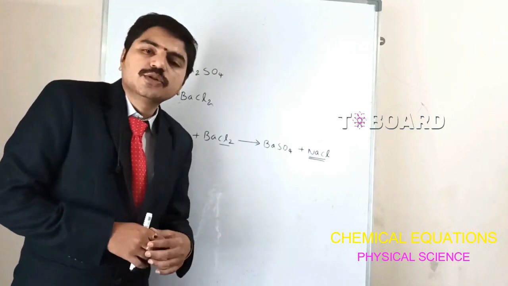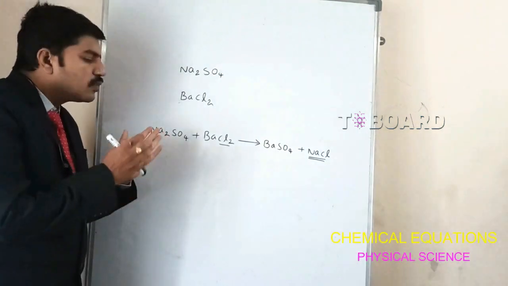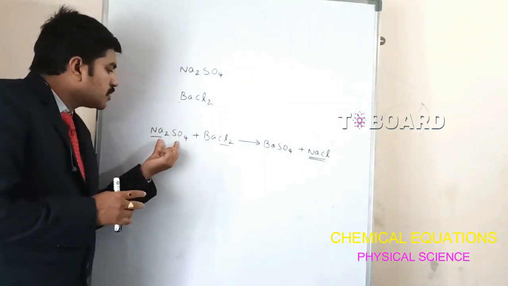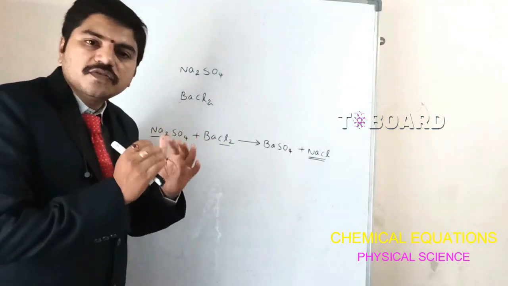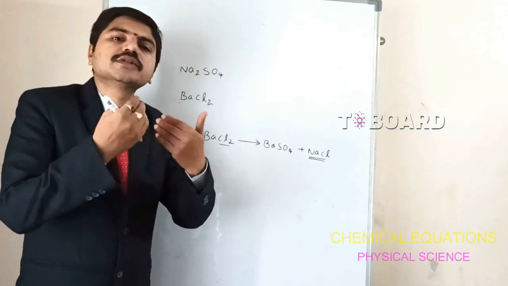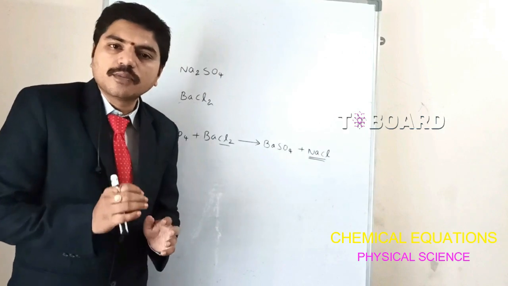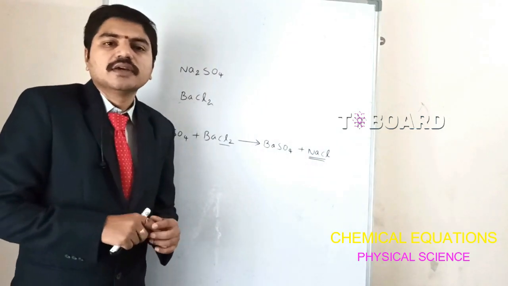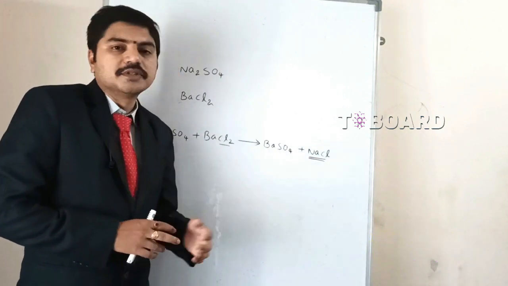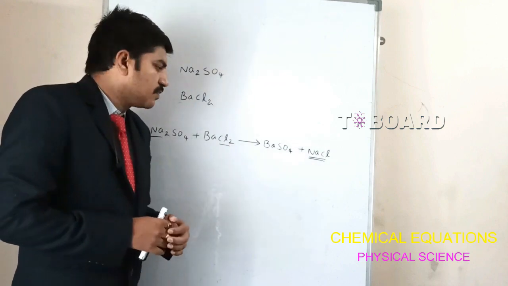What do we think about this kind of chemical reaction? Sodium sulfate and barium chloride are two different chemicals. When the chemical solutions are mixed together, automatically a white precipitate forms. That is called a chemical reaction. Sodium chloride and barium sulfate are the products we get. So this is one of the activities.